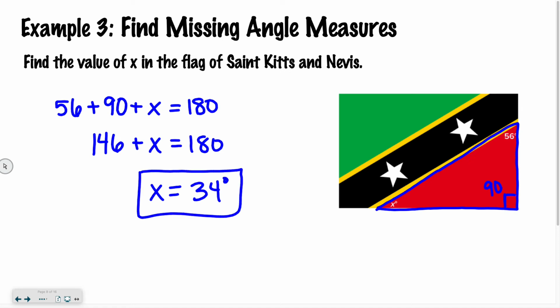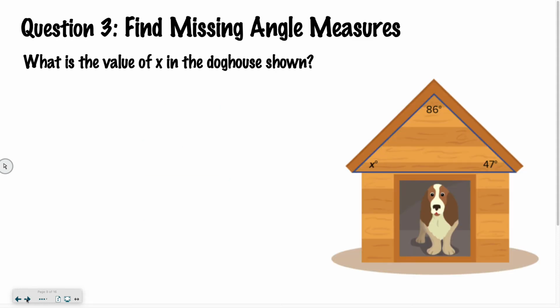And I'm done. Okay, so there are 180 degrees in a triangle, and you just set up an equation to solve. So now I want you to find the value of x in the doghouse. Good luck.